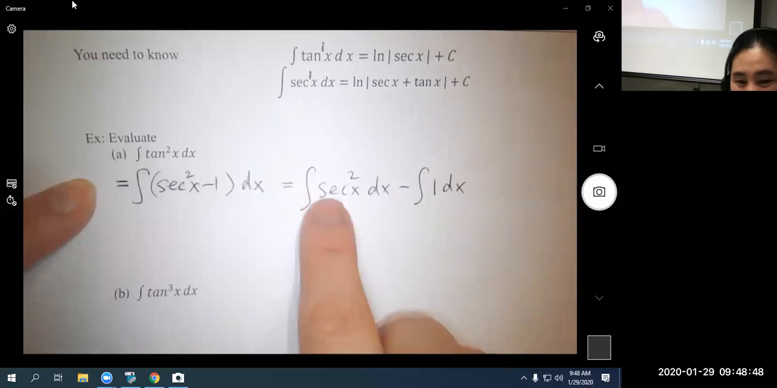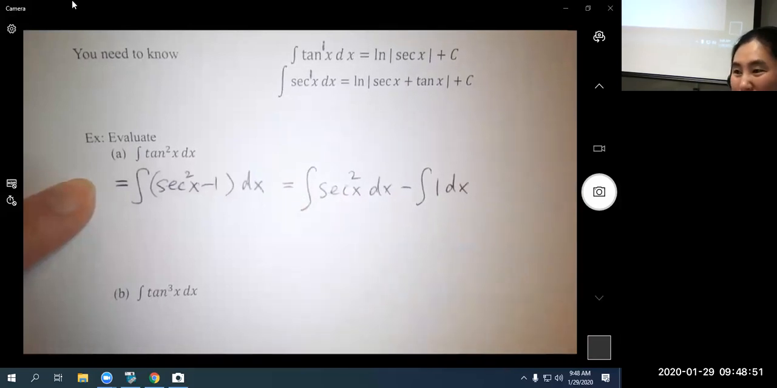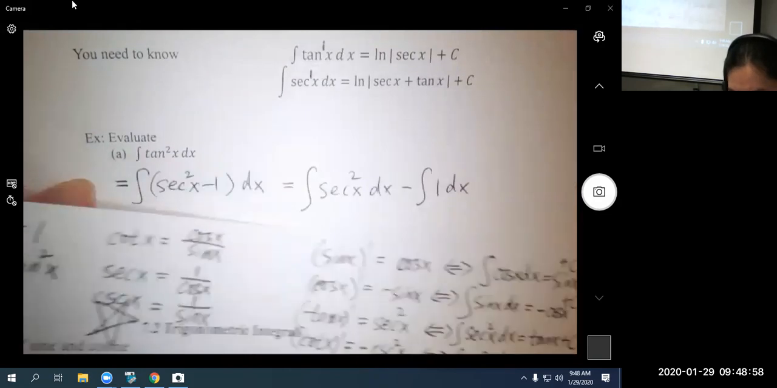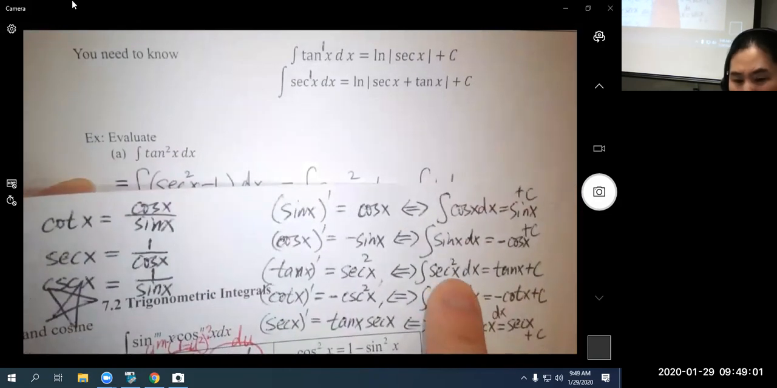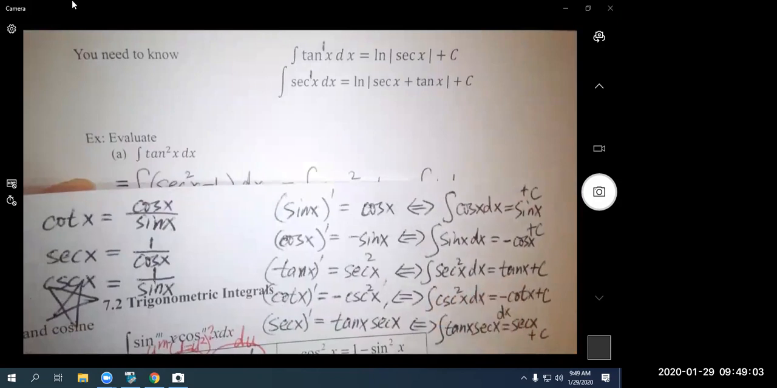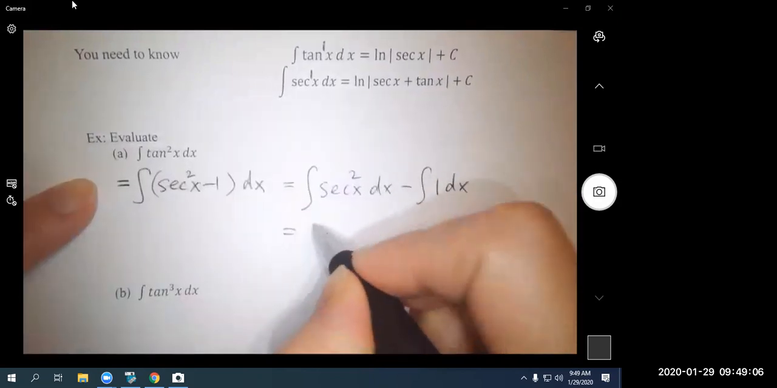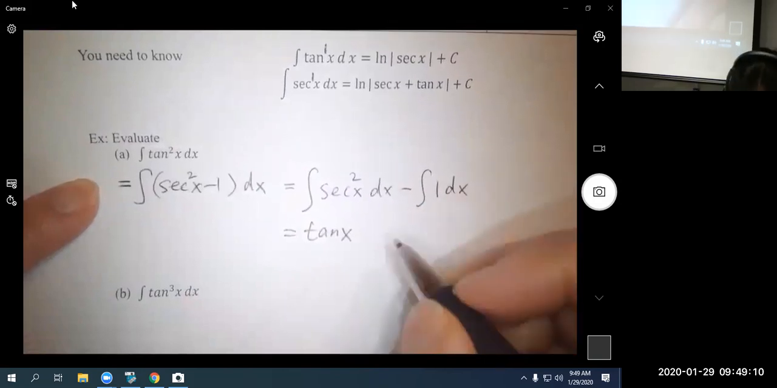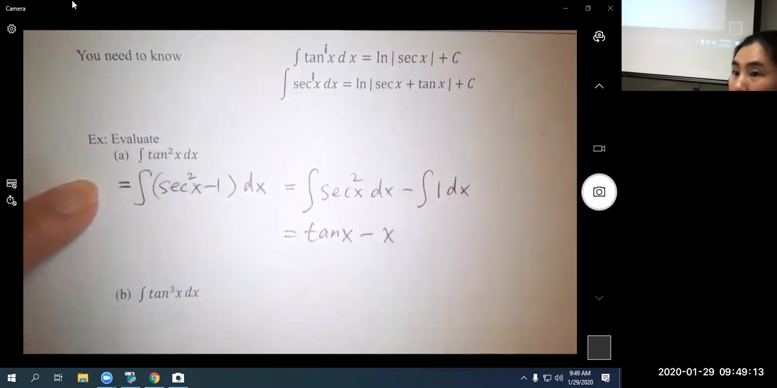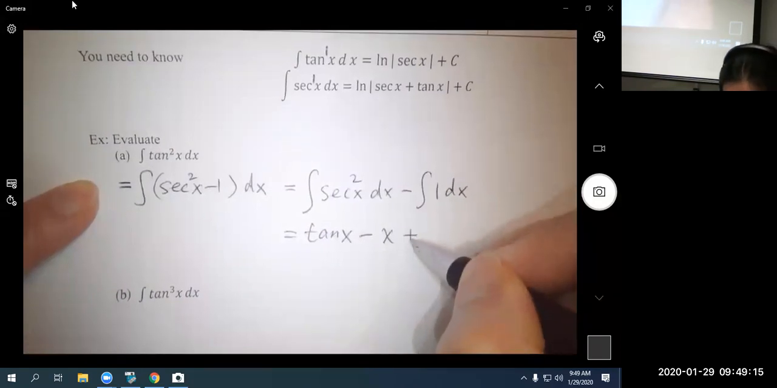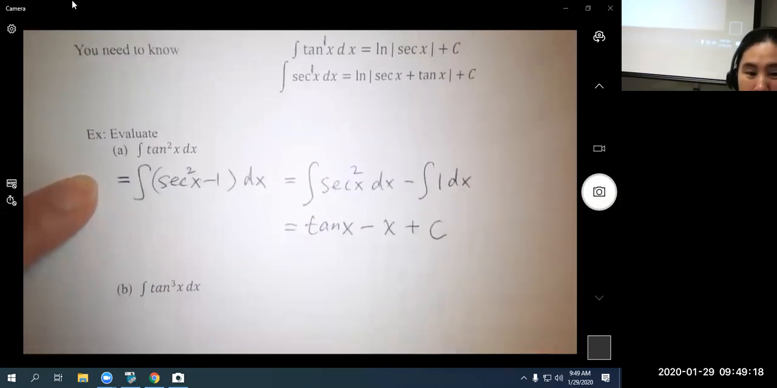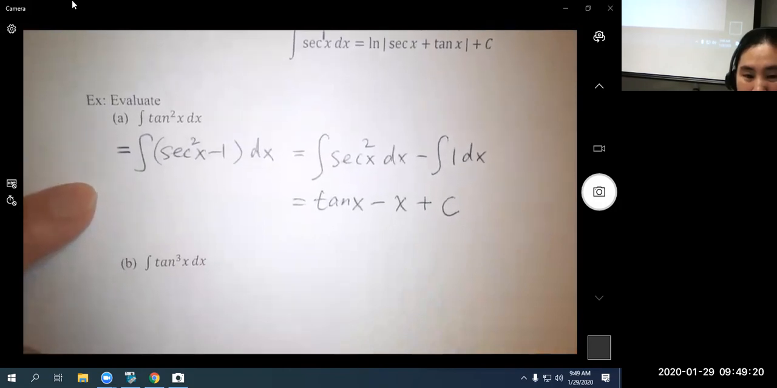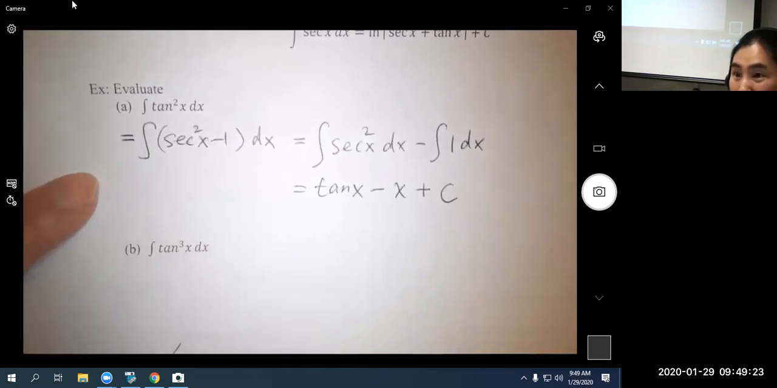So what is the antiderivative for secant x squared? We just reviewed. What is the antiderivative for secant x squared? Tangent. Yes, tangent x. What is the antiderivative for 1 with respect to x? x, right? And then don't forget to add a constant c. Done. You guys, so far so good?